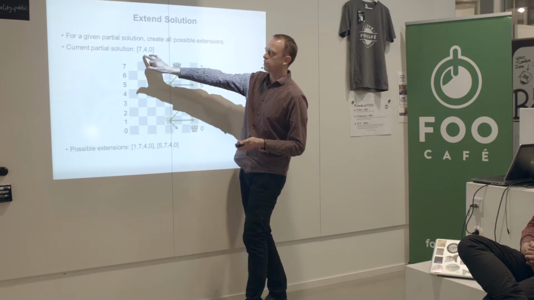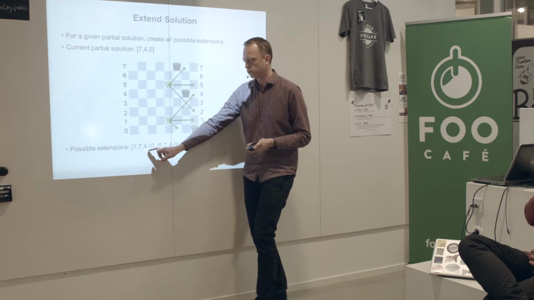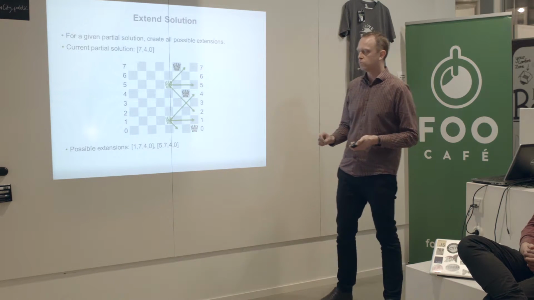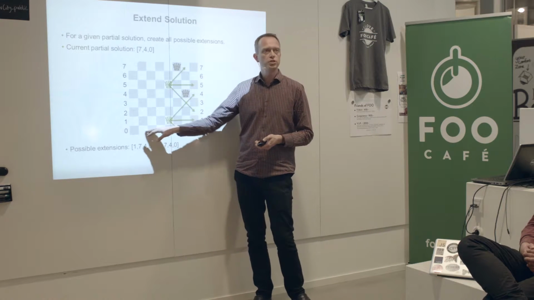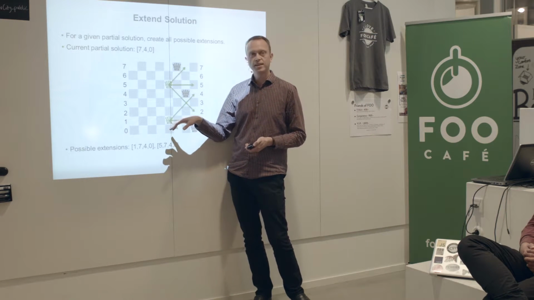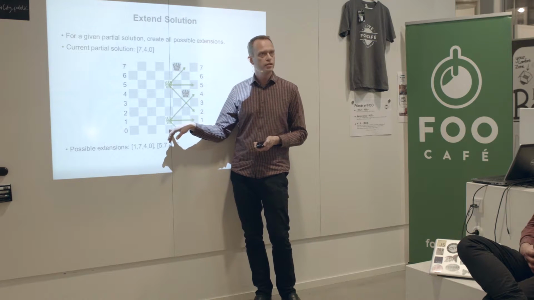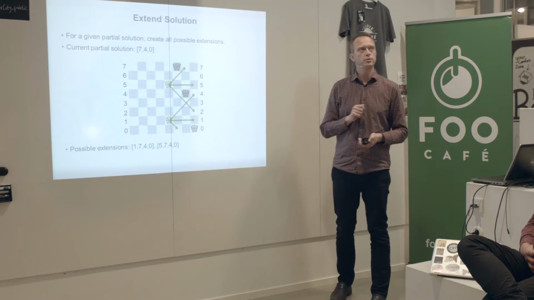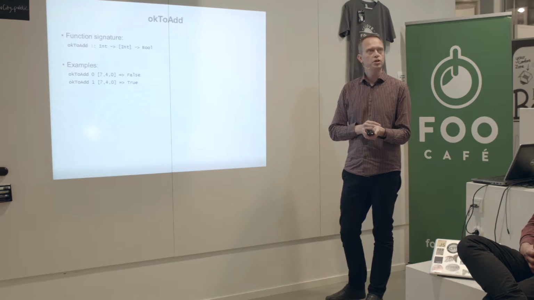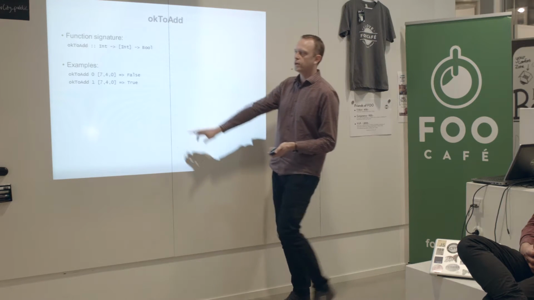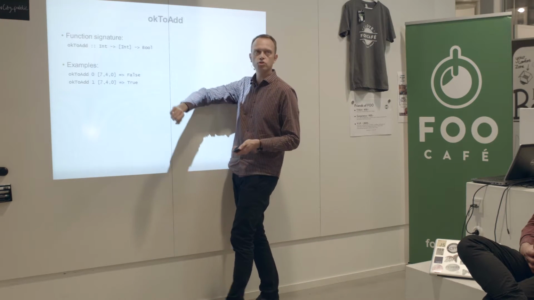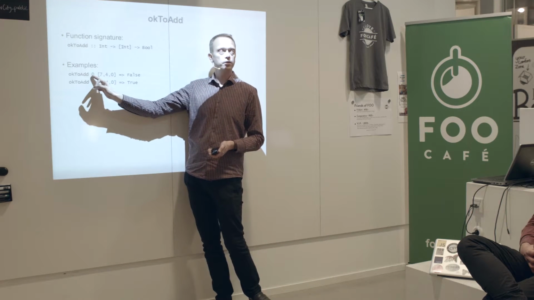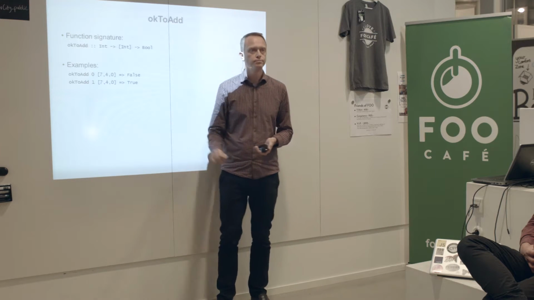So all the possible extensions for 740 are 1740 and 5740. Now we immediately see that we need some form of function that is able to do this logic. It needs to be able to take a candidate position for a queen and a partial solution and return either true or false depending on whether it's OK to add. So let's start to look at that one. OK to add takes a queen position and a partial solution and returns a Boolean. So this should return false if you try to add 0 here, like we saw, and this should return true.